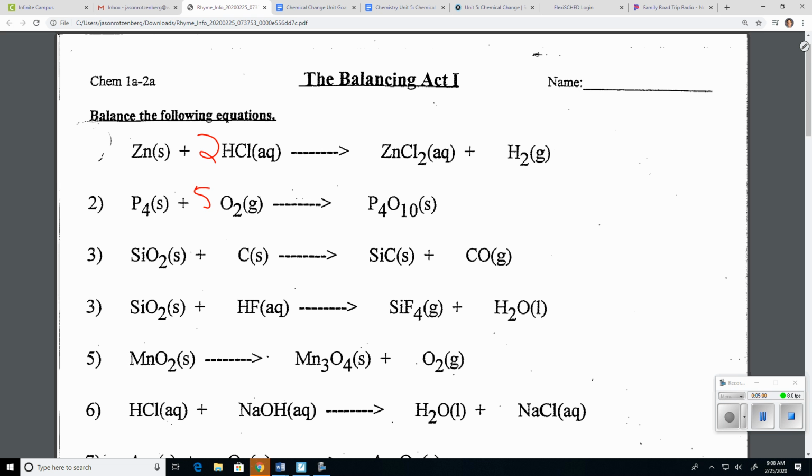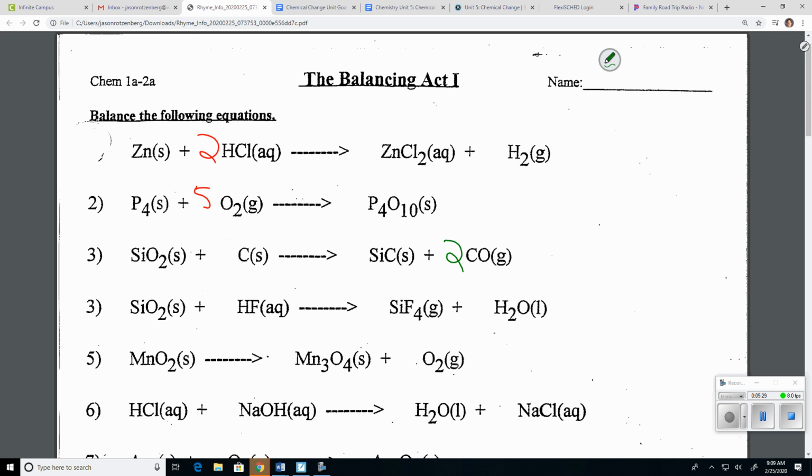I'll do number 3 with you, but then I'd like to give you a chance just to try this out on your own for a little bit. So again, number 3, I have one silicon on the left-hand side. I have one on the right. That seems balanced to me. I have 2 oxygens on the left-hand side. I only have 1 oxygen on the right-hand side. That tells me I need a coefficient.